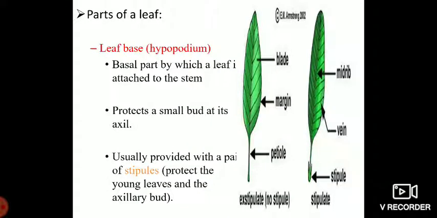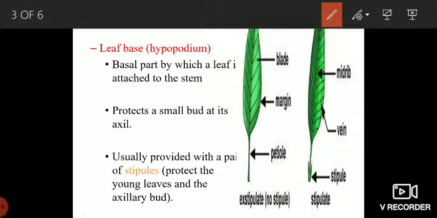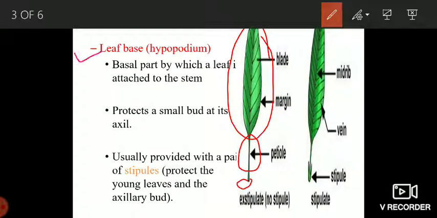Now the parts of a leaf, there are three different parts of a leaf. The first one is leaf base, okay, or hypopodium. The second one is petiole or mesopodium, and the third one is lamina or epipodium. Okay, first one, leaf base.